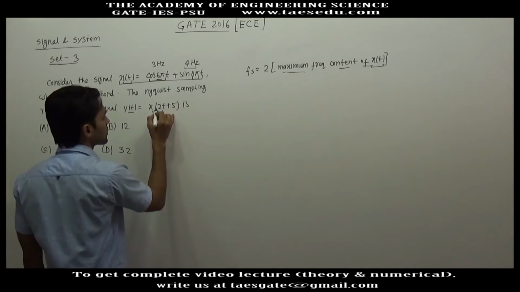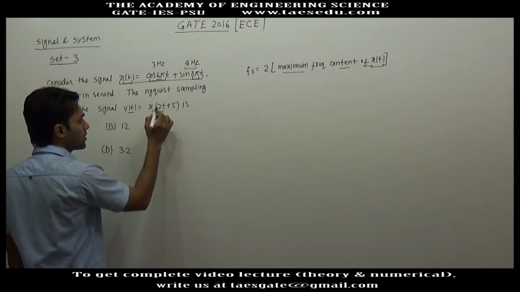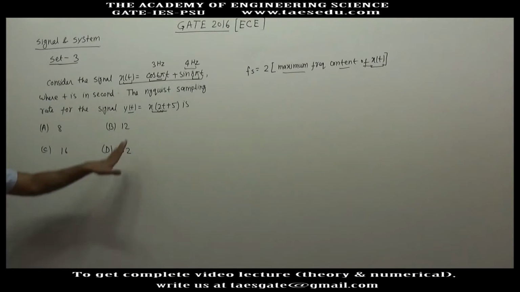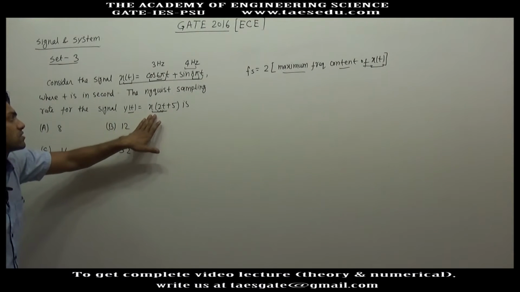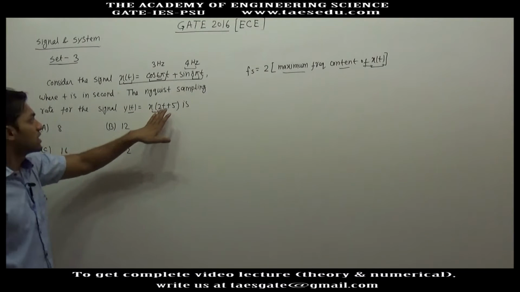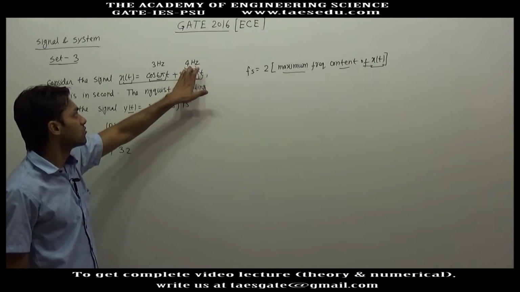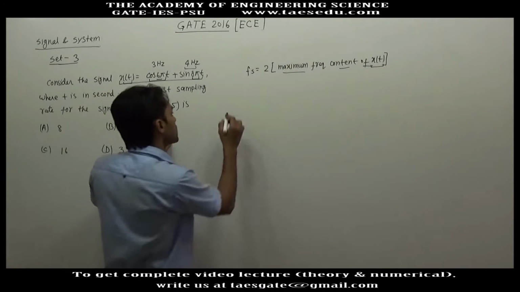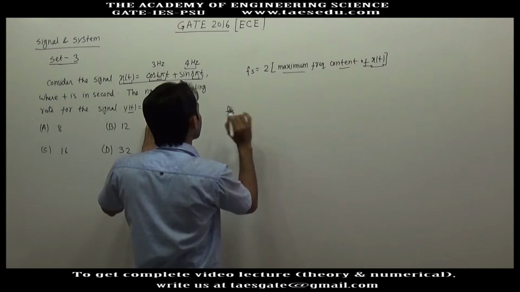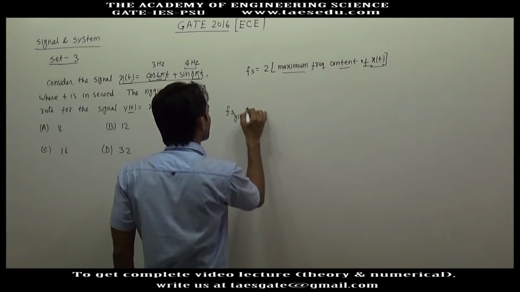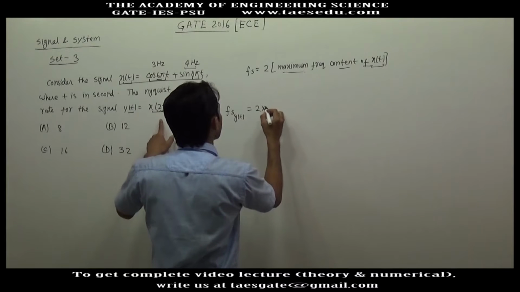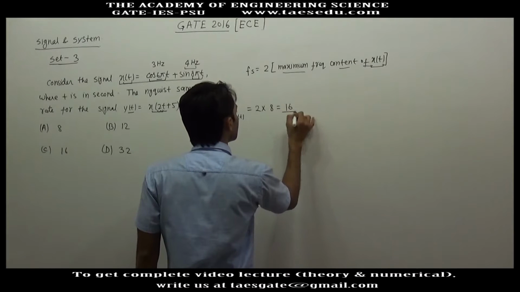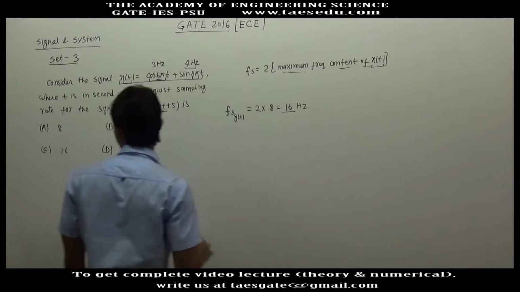Okay, y(t) has a scaling factor of 2. So the frequency of y(t) will be 2 times the frequency of x(t). In x(t) the maximum frequency content is 4 Hz, so in y(t) the maximum frequency content will be 8 Hz. So the Nyquist sampling rate for y(t) will be 2 times the maximum frequency content, that is 8 Hz. So the Nyquist sampling frequency will be 16 Hz. Option C will be correct.